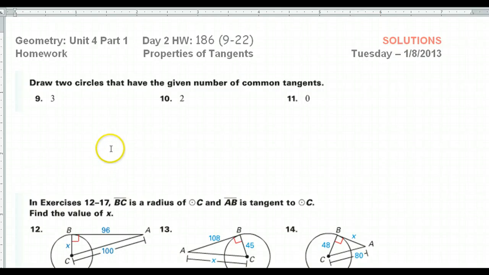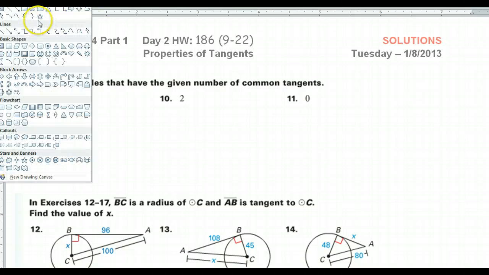Alright, for this lesson we will continue working with circles, and specifically tangents of circles and their properties. So for number 9, we're supposed to draw two circles that have the given number of common tangents. So I need to draw two circles that have 3 common tangents.